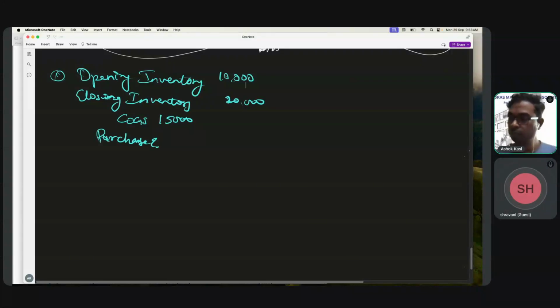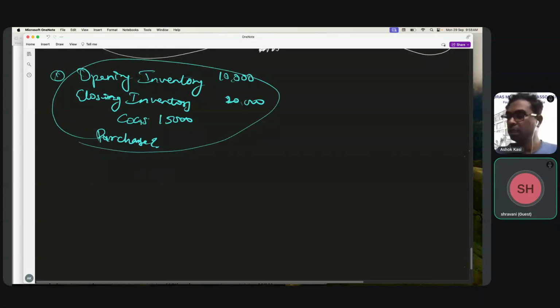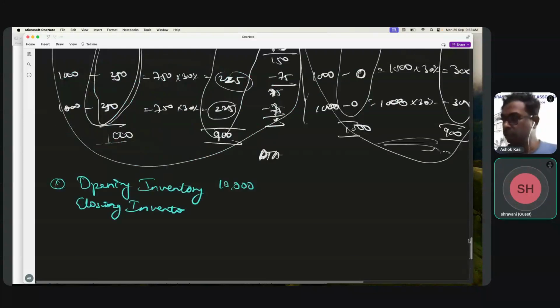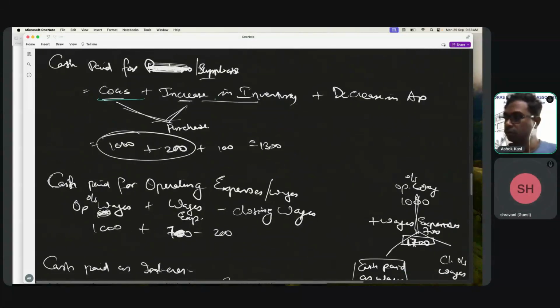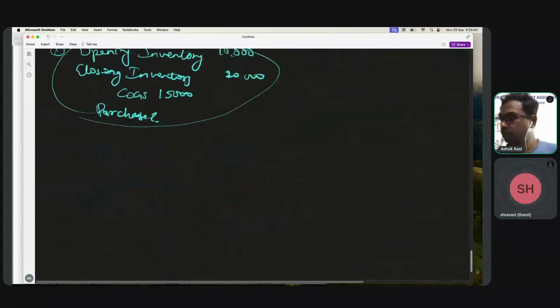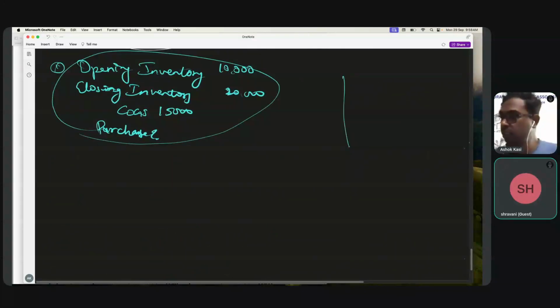You have to calculate purchase. So how to calculate purchase now? So opening inventory, cost of goods sold, purchase. See, all these are connected. So how is this connected? See this here. Cost of goods sold, opening inventory, purchase. These are all connected. This is accounts payable. So in the direct method, you can always use this tree.